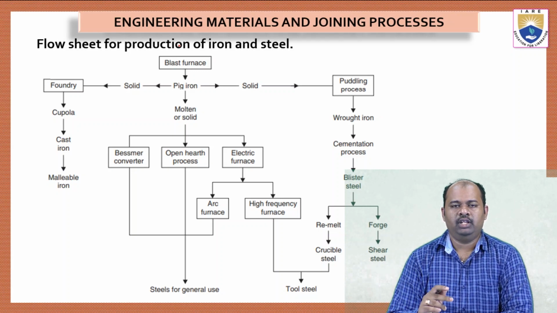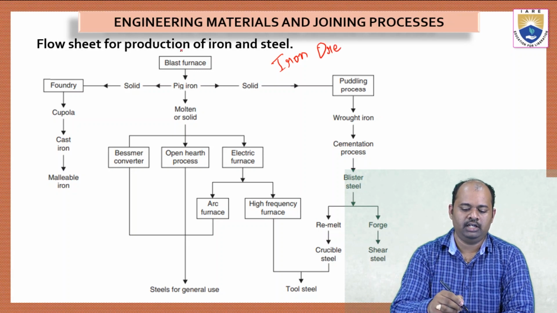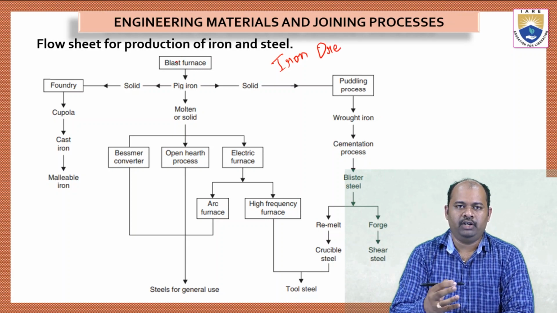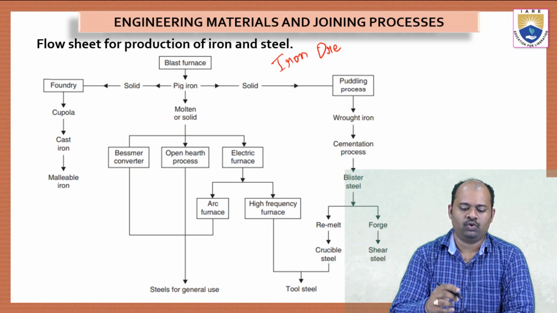Now see here, the iron ore, the raw material of iron, is taken and refined or heated in the blast furnace. When it is heated in the blast furnace, we get a raw iron that is called pig iron.